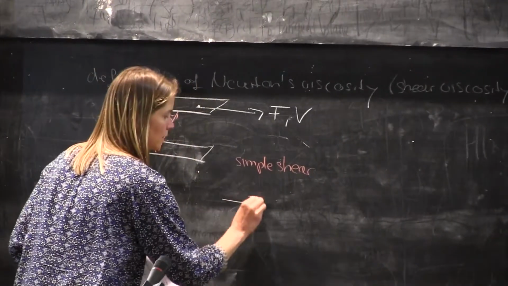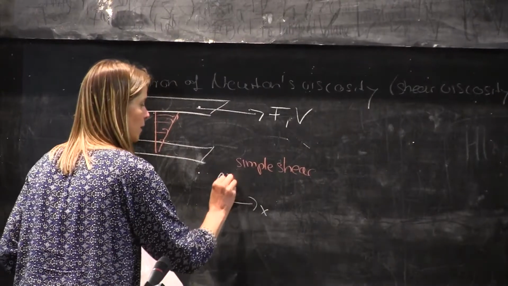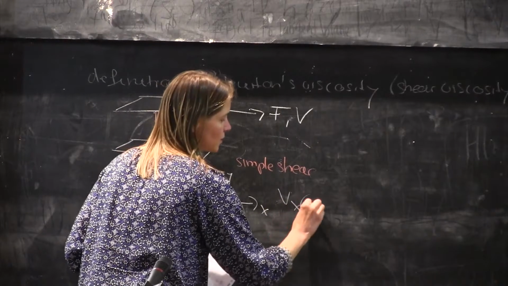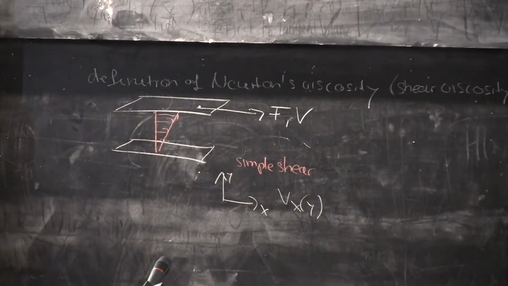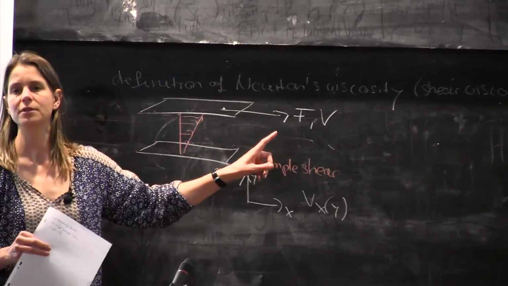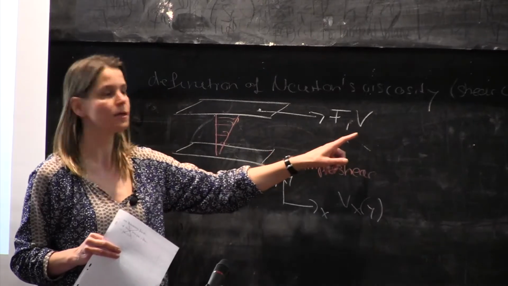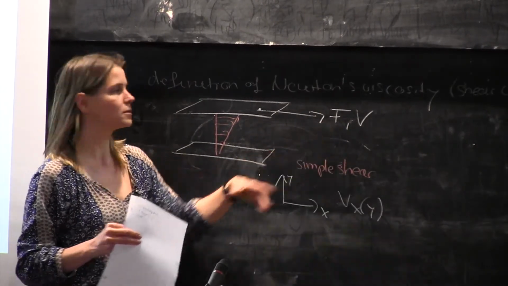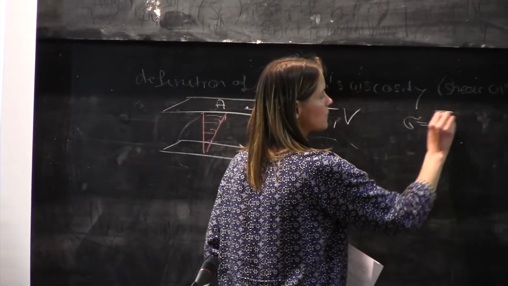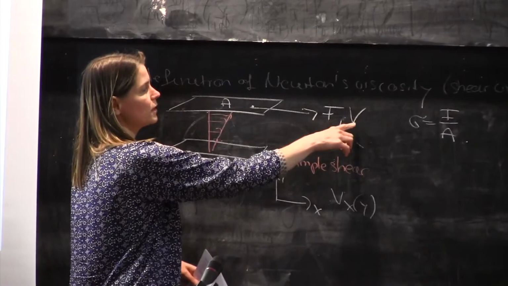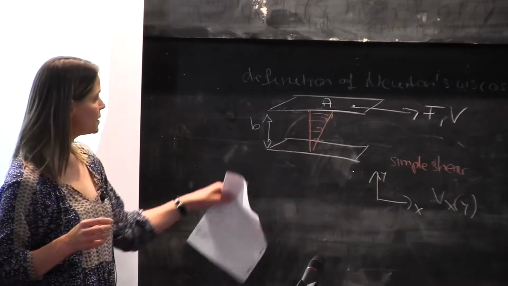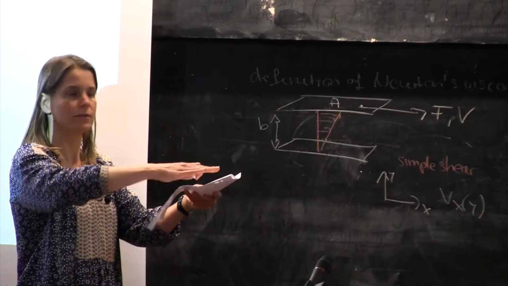So I can also put an x-axis and a y-axis here, and I will have a velocity in the x direction that will only depend on y. Of course, we all know that the viscosity does not directly link the force and the velocity, but it relates something which is a stress. If you say this is the surface, the stress is a force per surface, and it doesn't really link the velocity, because if I change the distance in the gap between the two plates, it will become more difficult to slide if the gap is smaller.